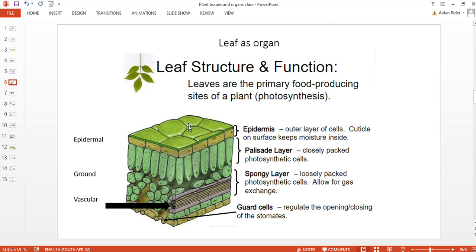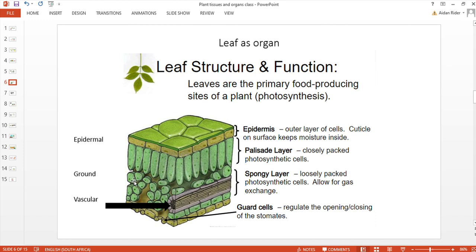Right underneath the epidermal layer would be your palisade layer. These cells are closely packed, and they are photosynthetic cells. Why? Because they are close to the epidermis, here where the sun shines. So usually the sun shines right through the cells in the epidermal layer, and it goes to these palisade cells. So they produce the food usually for the plant.